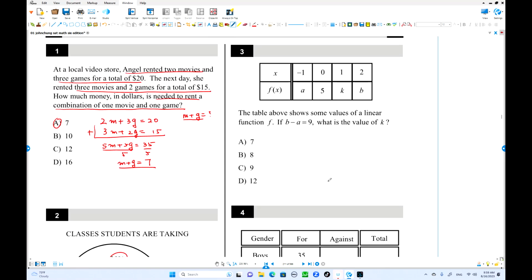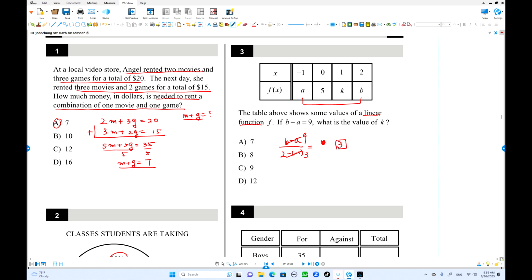This is number 3. B minus A is 9 from here. That is the change in y. B minus A over 2 minus minus 1, that is a slope because it is a linear function. So B minus A is 9. Replace this with 9, this is 3. So the slope is 3.